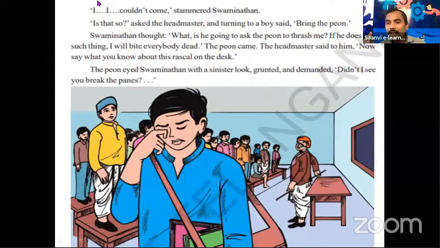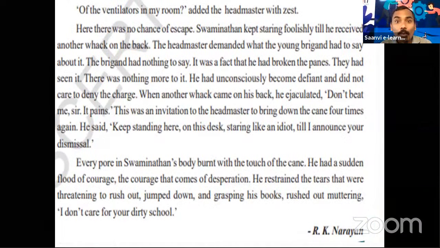Usually our windows have glass panes. One day Swaminathan took a stone and threw it at the window. So here the peon had seen Swaminathan throwing the stone at the window panes. "Didn't I see you break the panes of the ventilators in my room?" added the headmaster with zest. Zest means enthusiasm. Swaminathan was a very mischievous child. He had done a lot of mischievous acts. One of them was that he took a stone and threw it at the principal's window panes.